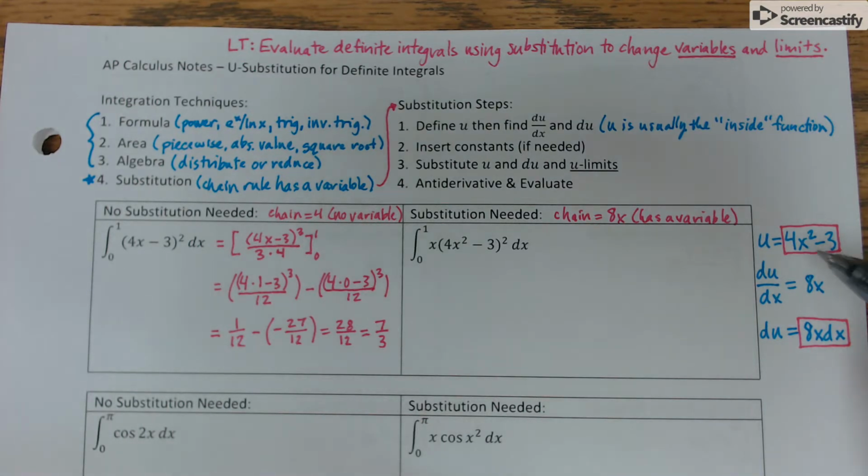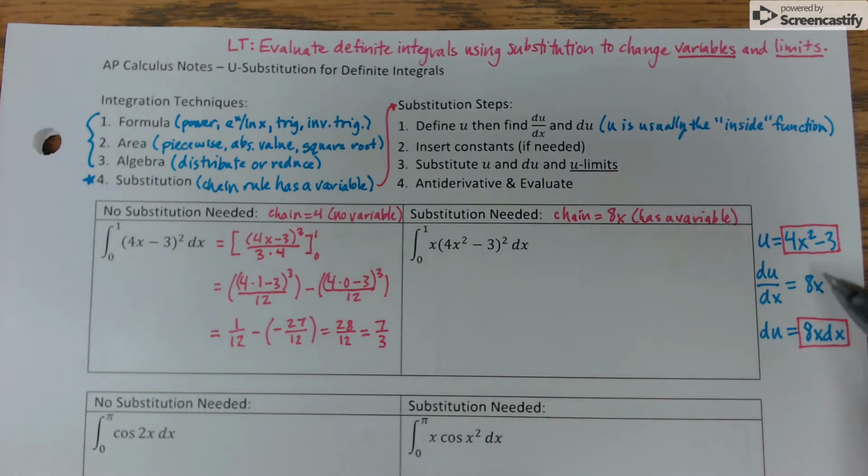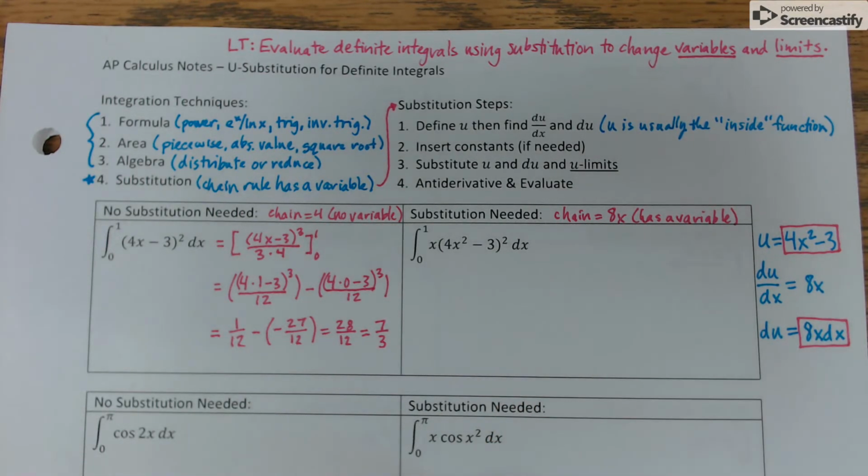So I've completed my setup for the u substitution. I've gotten my u and my du identified, and those are what I'm going to substitute into the integral, meaning I'm going to have to find a match for both of those terms exactly. So let's talk about how we can do that with this integral.